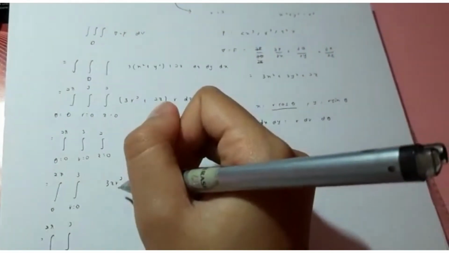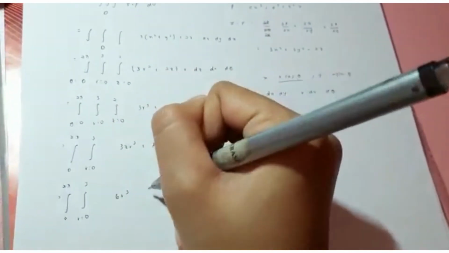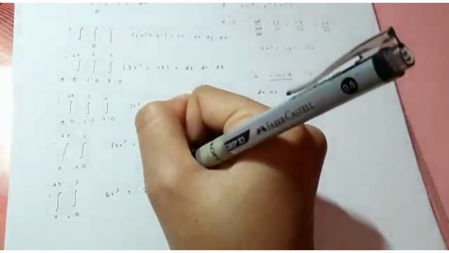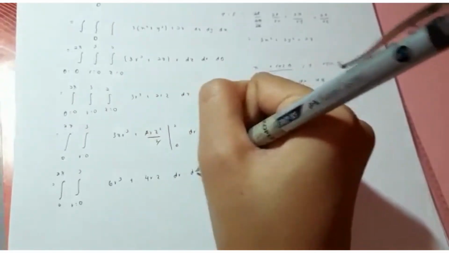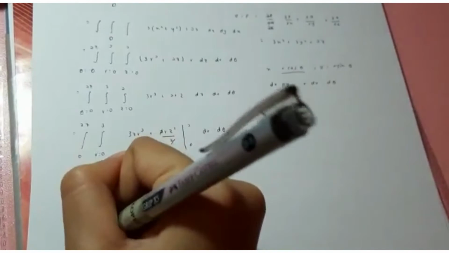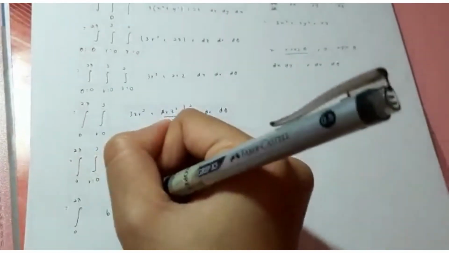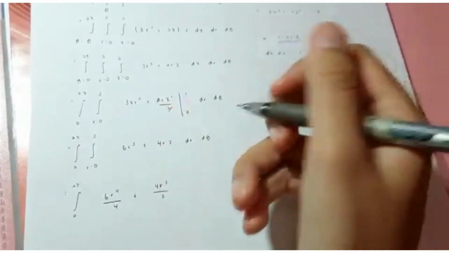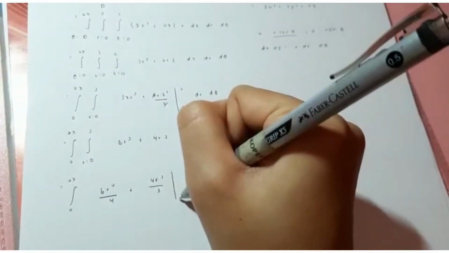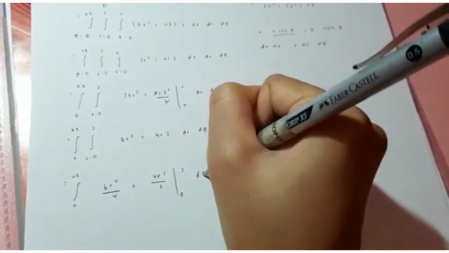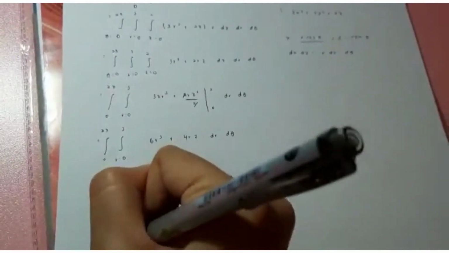Now substitute 0 and 2, we will get 3 times 2 is 6r cubed plus 4r dr d theta. So next step is to integrate with respect to dr. We will get 6r to the power of 4 over 4 plus 4r cubed over 3. Integrate from 0 to 3, d theta, then we will get 0 to 2 pi.